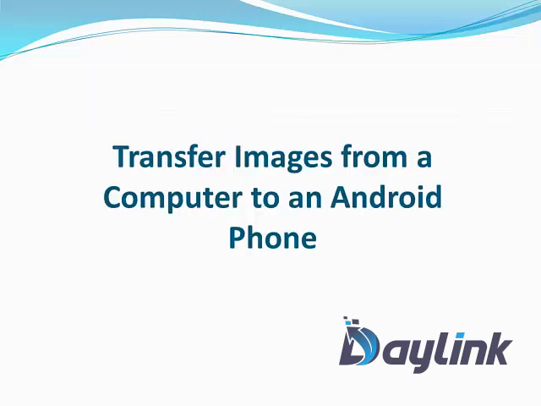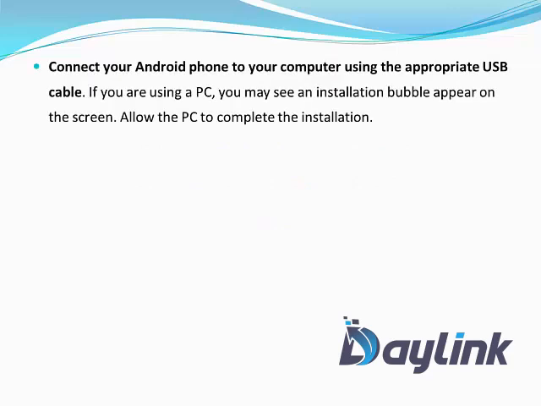Now we will look at how to transfer images from a computer to an Android phone. Connect your Android phone to your computer using appropriate USB cable. If you are using a PC, you may see an installation bubble appear on the screen. Allow the PC to complete the installation.